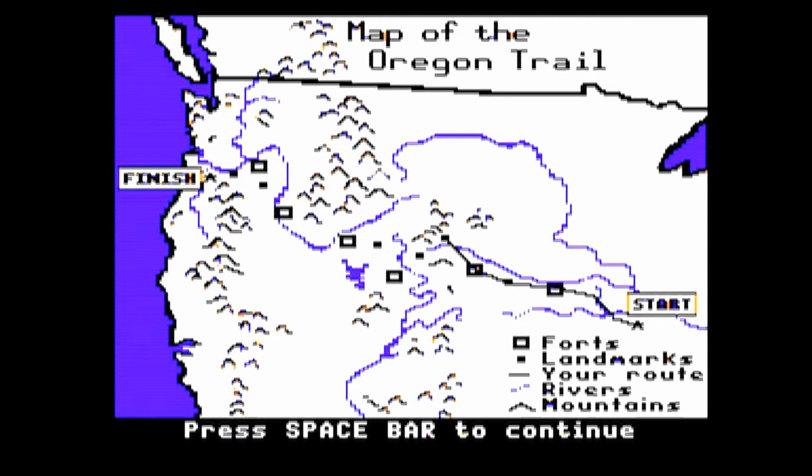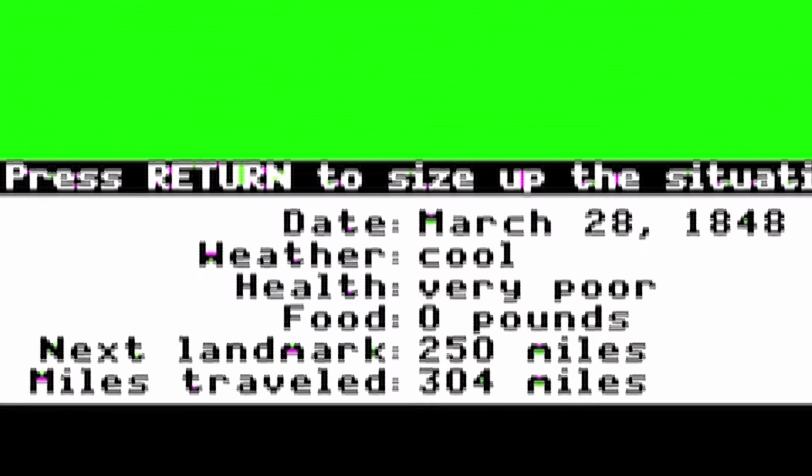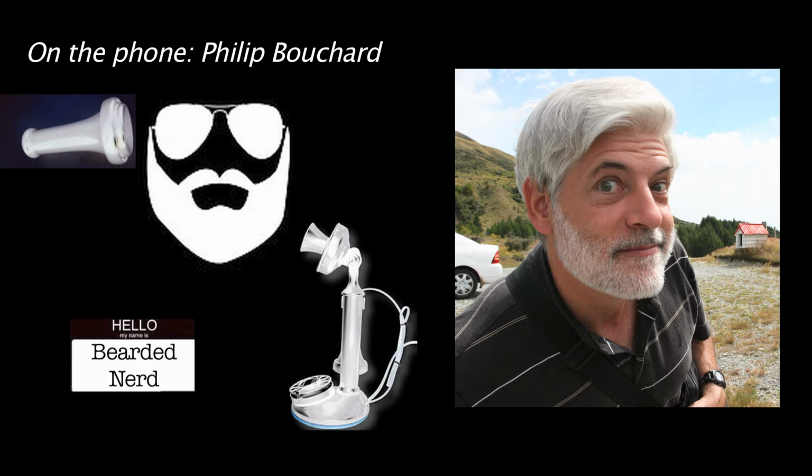The entire journey comprises about 16 segments spanning 2,000 miles. The number of segments is based on which trail you take along the way. Throughout the game, you monitor the date, the weather, your group's health, the amount of food remaining, how many miles to the next landmark, and how many miles you've traveled total. But one of the key aspects was the screen that you look at as you travel from landmark to landmark, which we call the travel screen.